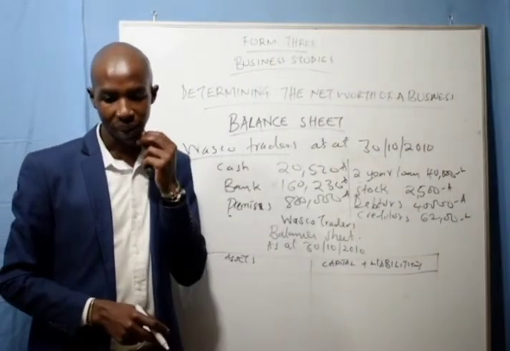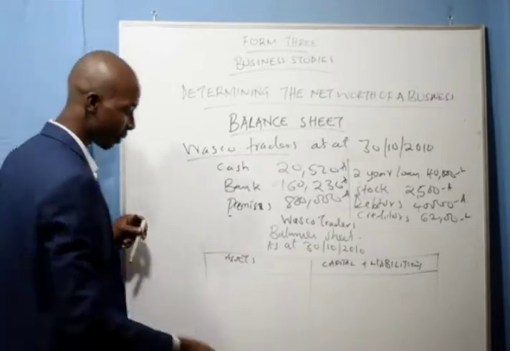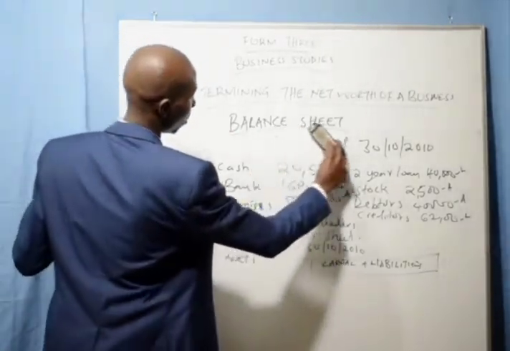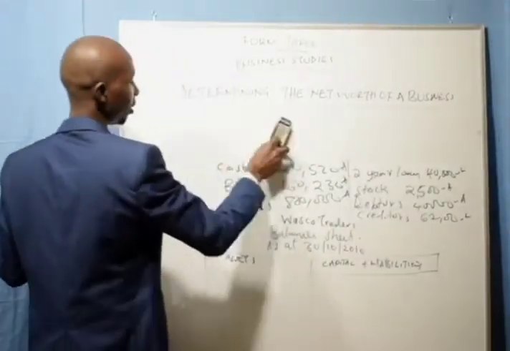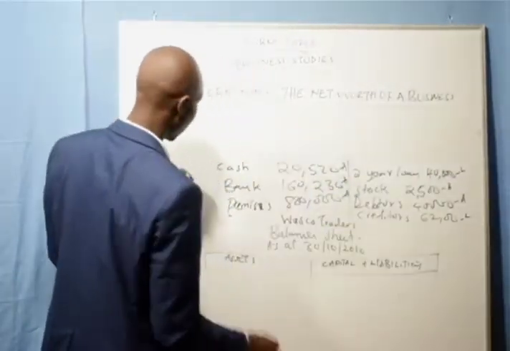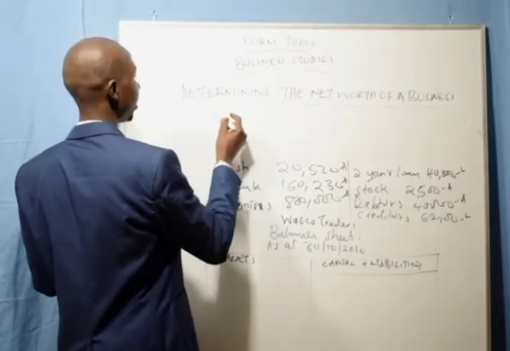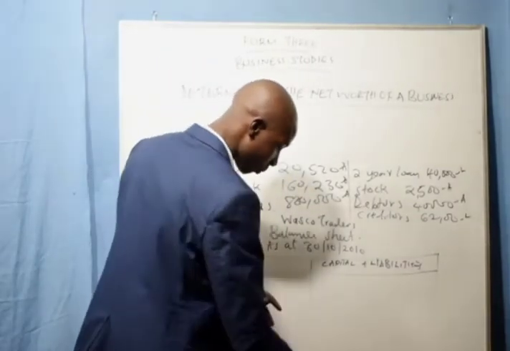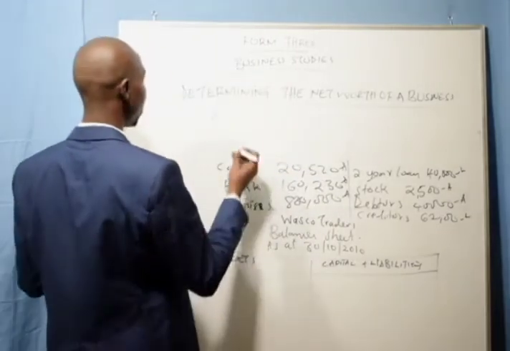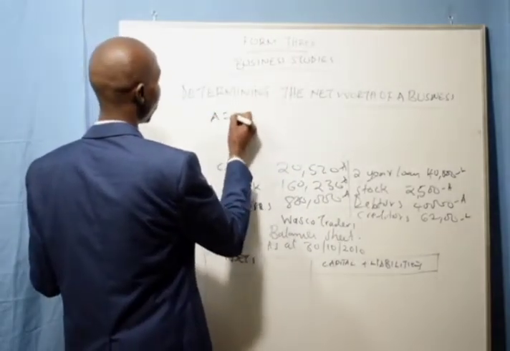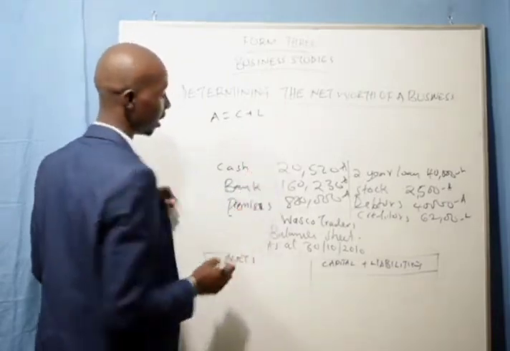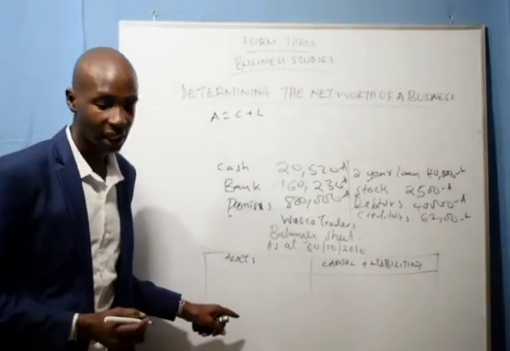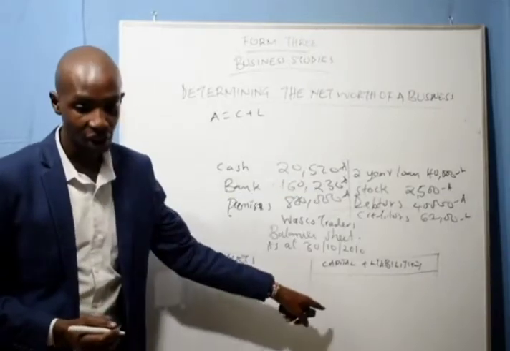First, we must remember what we call the bookkeeping equation. Assets is equal to capital plus liability. Assets is equal to capital plus liability. So we are going to make the entries. On the assets, let's fix all that.